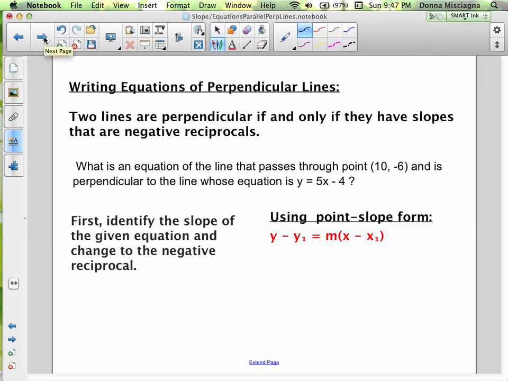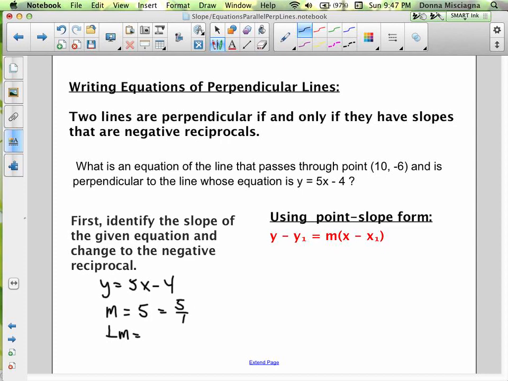Our equation is already in slope-intercept form, so we know what our slope is. The slope of the perpendicular line, actually it looks better to put the perpendicular first. We just flip it and change the sign. So we're going to flip 5, which technically is 5 over 1. So now we're going to have 1 over 5, but it's going to be negative. So we have -1/5.